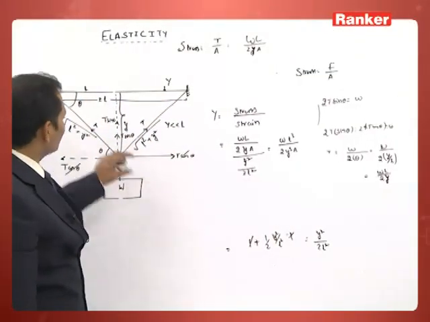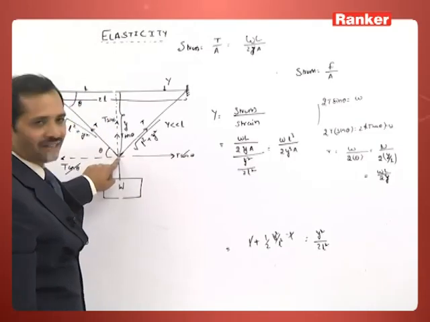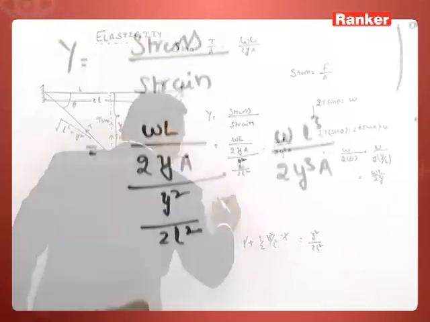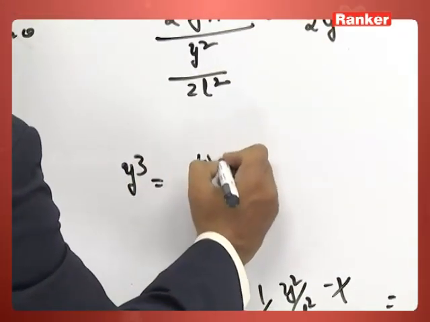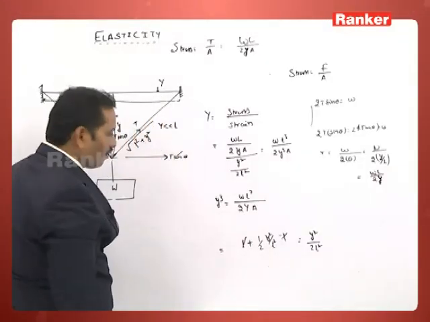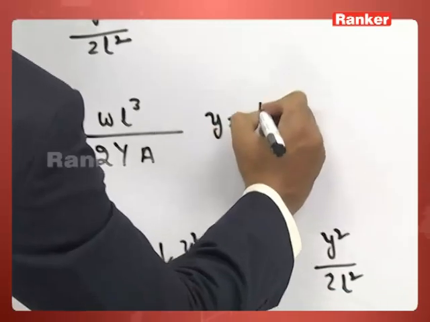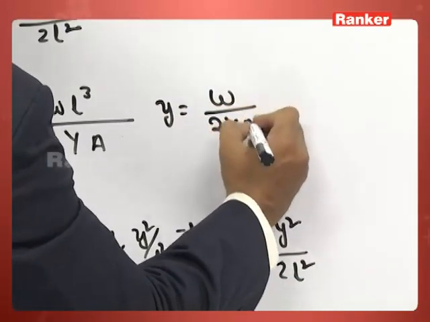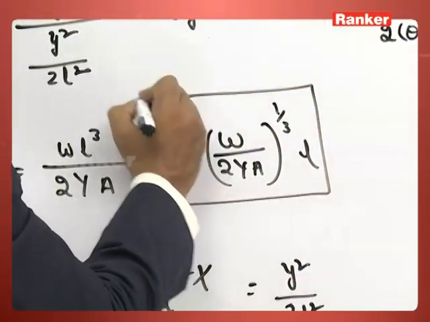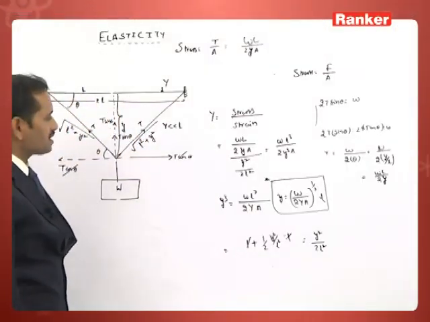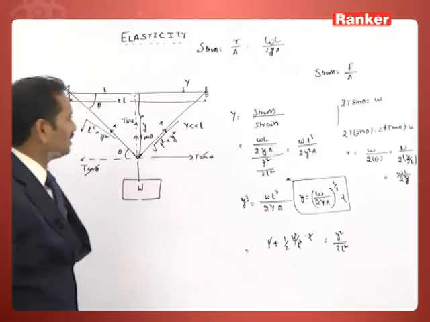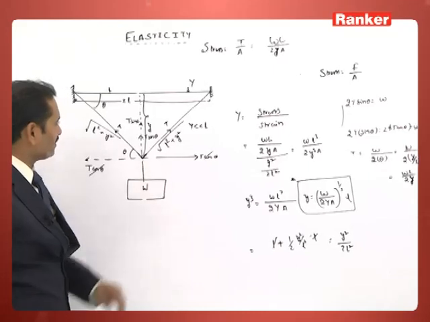They will ask us like this: vertical deformation in the wire. Y cube they can ask us. Y cube equals WL cube by 2 into capital Y into A. Y equals (W by 2YA) whole power 1 by 3 into L. This was given one time, I think, in the old papers of the advanced paper. Vertical deformation in terms of original length, they can put a question to us like this.